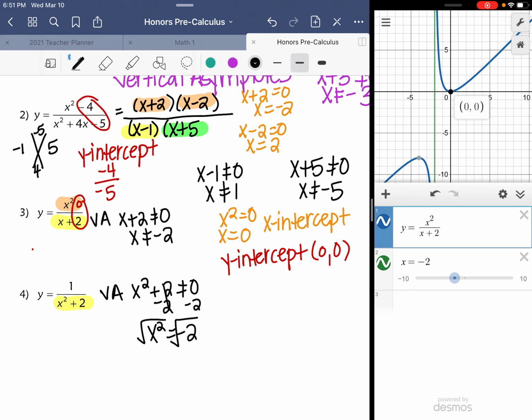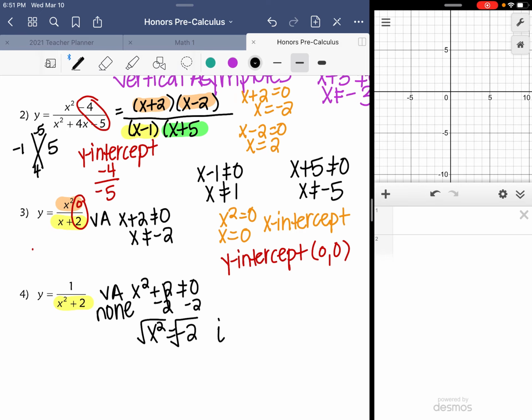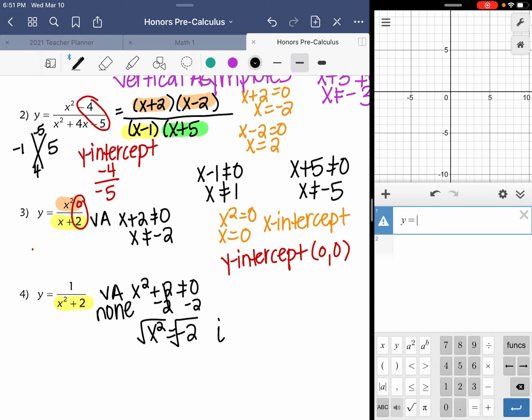So if I take the square root of that, this becomes an imaginary number. So there is no vertical asymptote. There is none. You can't have an imaginary number for a vertical asymptote. And I should be able to see when I graph this that there is no vertical asymptote. So x squared plus 2. And I can see that there is no vertical asymptote because it is just a vertical line with a hump in the middle with a heel there.